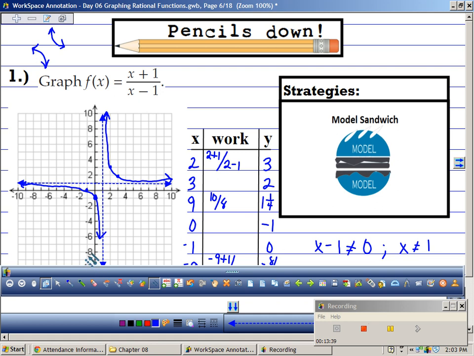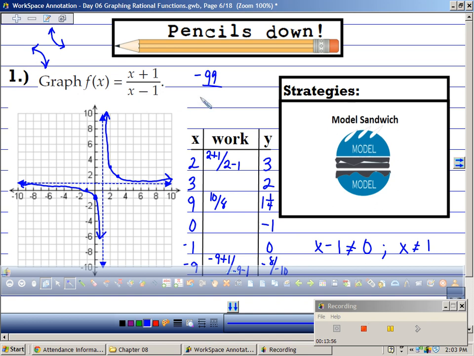You try -100. Seriously, what would you get if you had -100? No. -100 plus 1 is -99 over -100 minus 1 is -101. Is it ever going to hit 1? 1,000. Jesus is going to try that theory out and get back to us. I'm saying it's never going to hit 1. Okay.